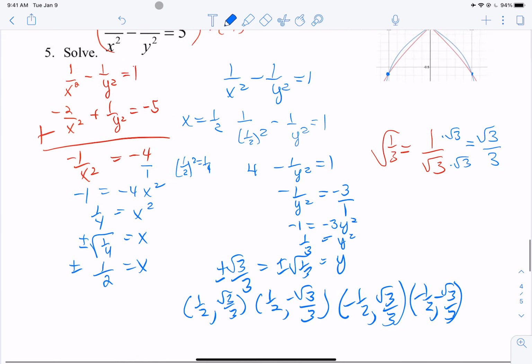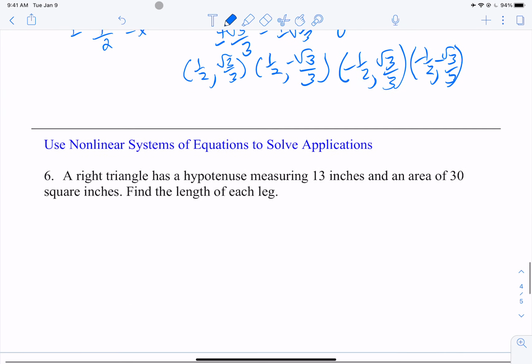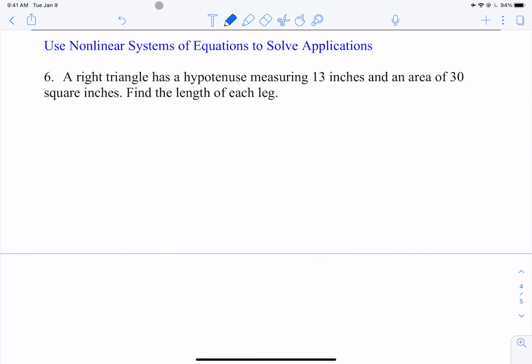Good, okay. Now, so that is example 5. Last example is a word problem. And so let's go ahead and take a look. It says a right triangle has a hypotenuse measuring 13 inches and an area of 30 square inches. Find the length of each leg.